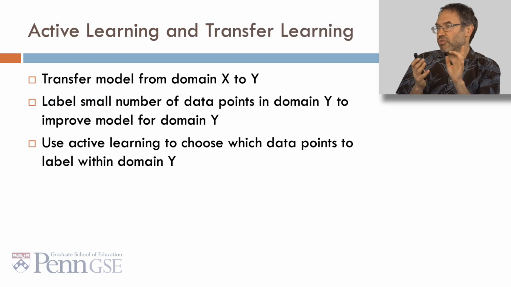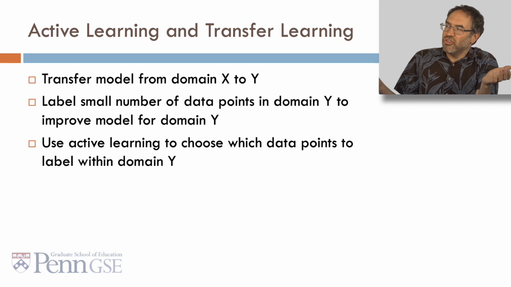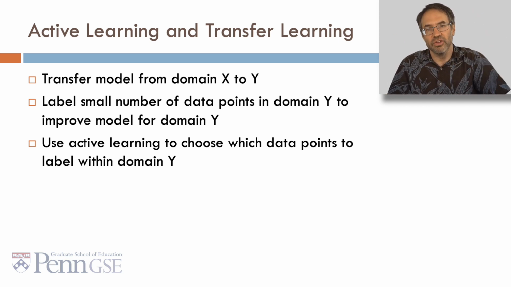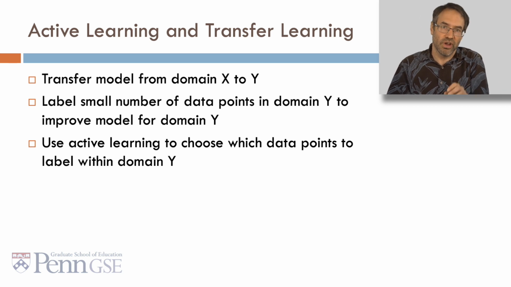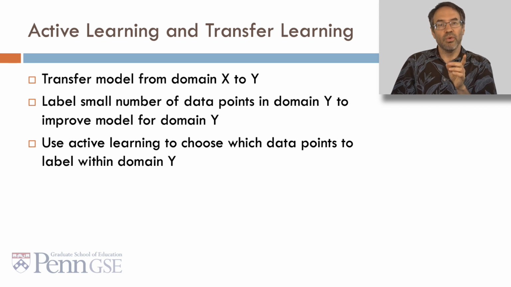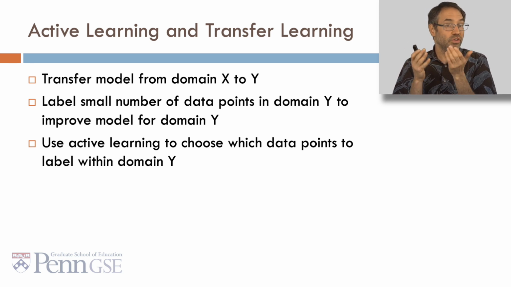Now, two slides ago, you were probably asking, Ryan, why did you suddenly start talking about active learning? What does that have to do with transfer learning? And the answer is because one of the best approaches to transfer learning is active learning. If we want to transfer a model from domain X to Y, one of the ways to do it is to take that model and then label a small number of data points in domain Y to improve the model for domain Y.